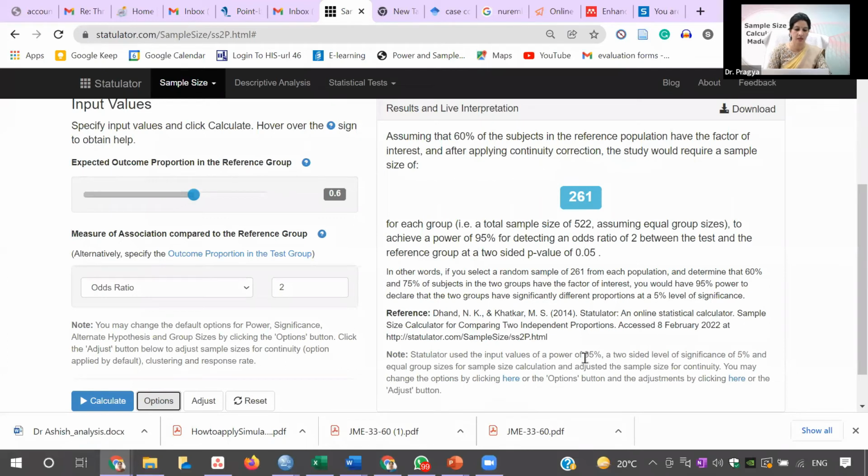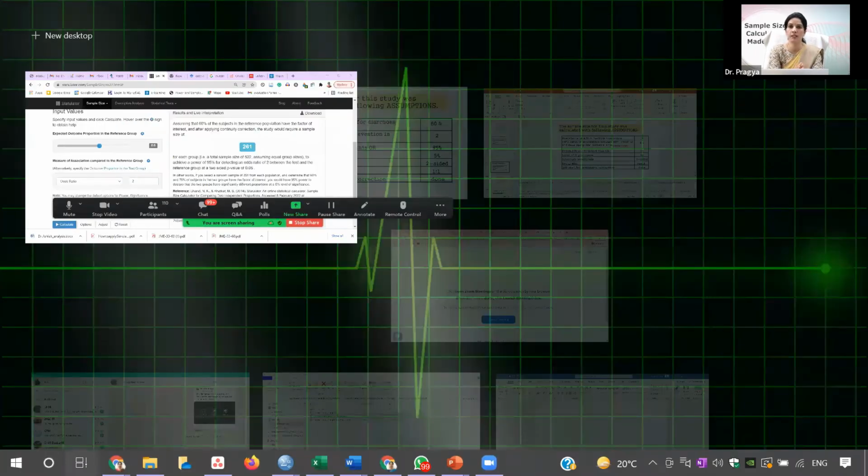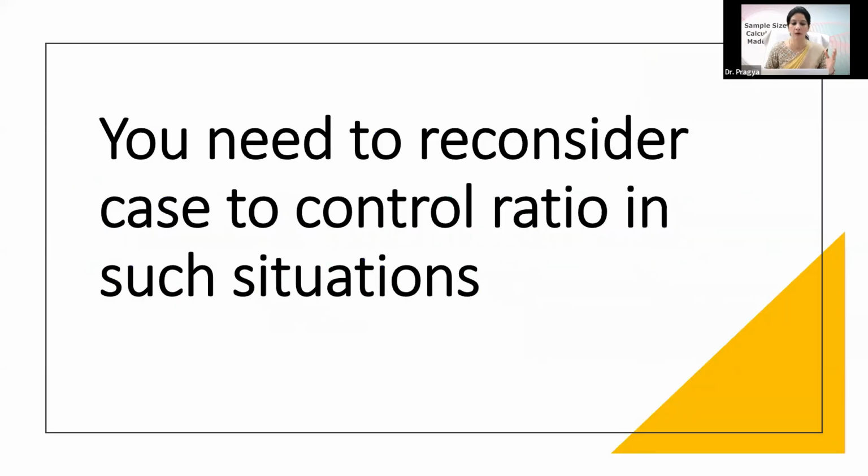Then in that case, what could he have done? In such cases when you have a restriction, the person knows that he will have only 180 cases of diarrhea. If he is planning to conduct a case control study, then he can increase his power by taking more controls. So you need to consider the case control ratio in such situations. If you take more controls, you can adjust for this reduction in sample size for the cases.